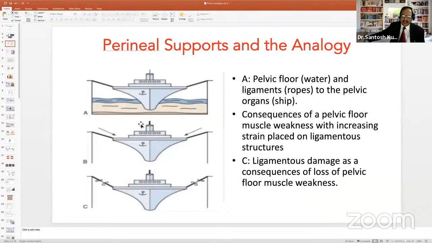What I have told, I have explained in another way. Pelvic floor is the water, and ligament is the rope to the pelvic organ, that is the ship. If this ligament is stretched and the pelvic floor is weak, this ship is going to sink, so prolapse is going to develop.